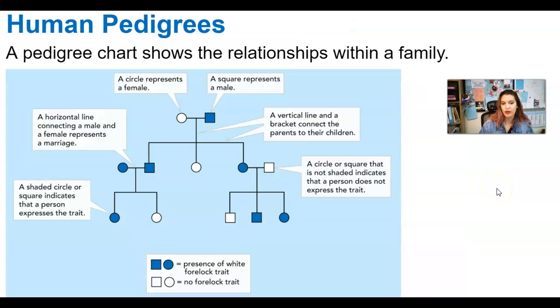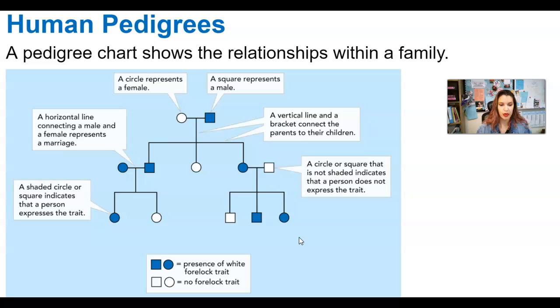Human pedigrees. So we did a little bit of work on this last week, and we might do a little more practice, but a pedigree chart shows the relationships within a family. So a square represents a male, a circle represents a female. The vertical lines show the connectedness of the parents to their children. The horizontal lines show a marriage. And then the shaded circle or squares will indicate that that person expresses the trait. And a circle or a square that is not shaded does not express the trait.